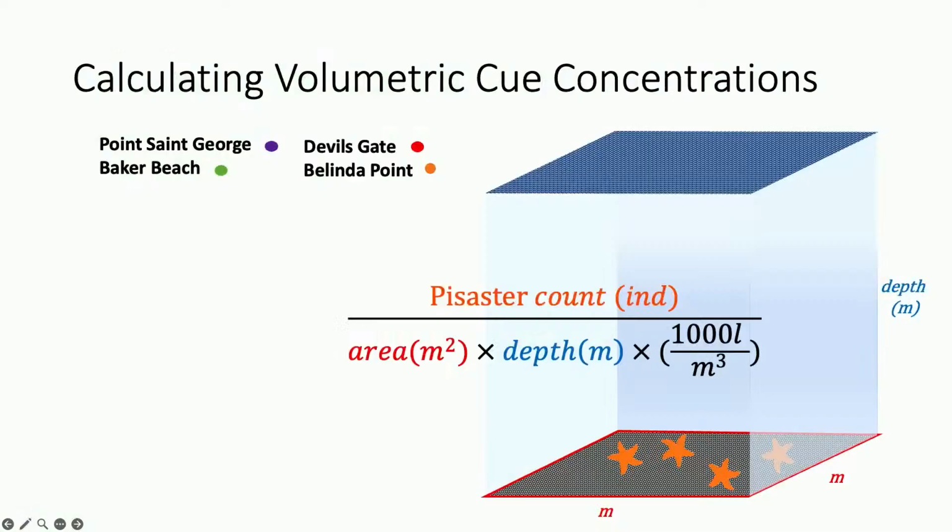So what we did is we took those areal densities of Pisaster that we had in the field, and we converted those to volumetric densities, right? To give us a very coarse, but we think reasonable, proxy for what the chemical cue density might be for Pisaster in the field.